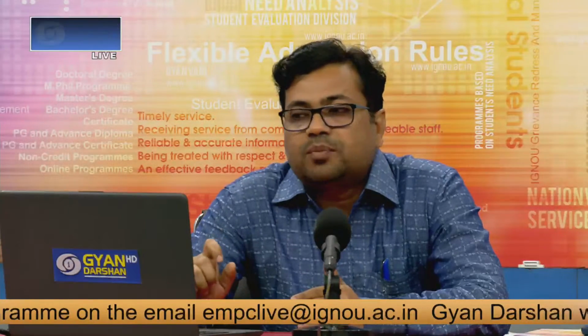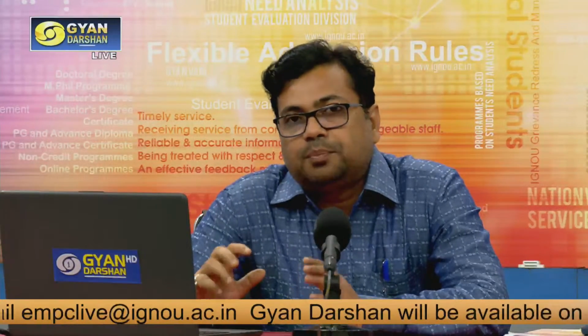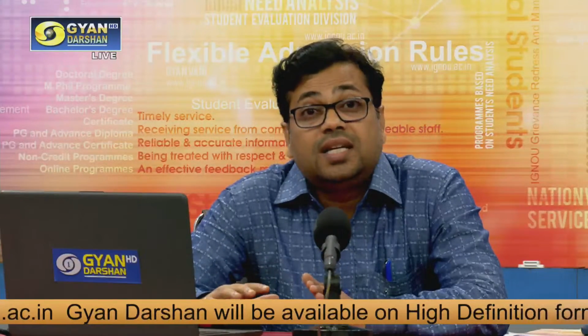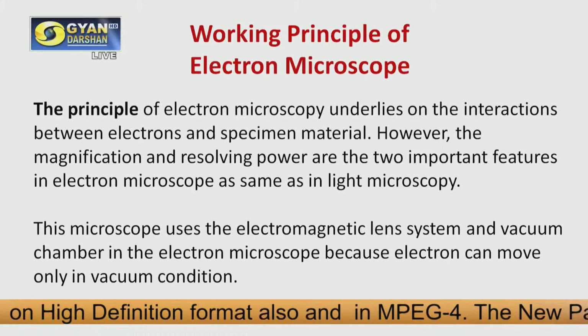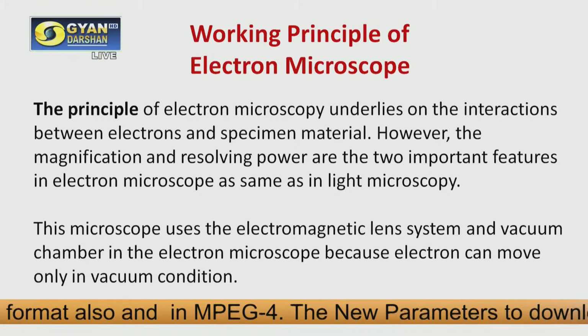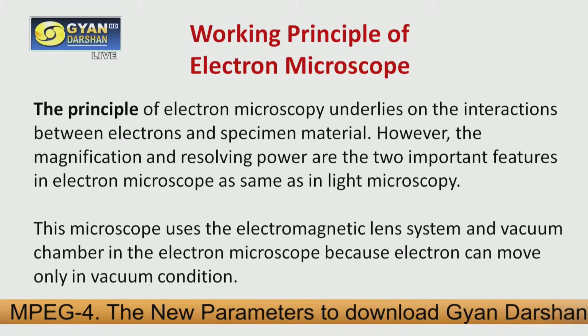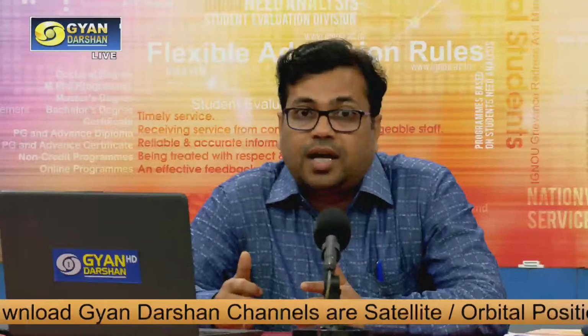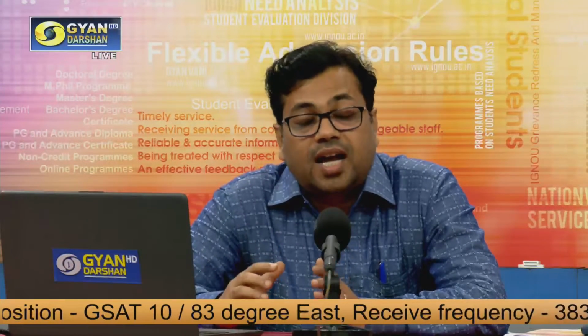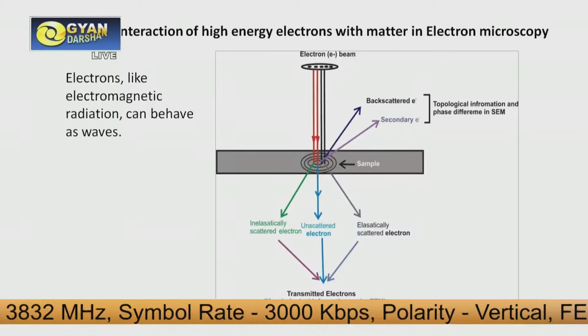So what is the working principle of the electron microscope? Basically, the principle of electron microscopy is based on the interaction of electrons with the biological sample. Electrons can be absorbed, reflected, and scattered. On the basis of this interaction with the biological specimen, the electrons carry some information about the specimen, which is detected by the recorder or detector, and finally produces a magnified and highly resolved image of the biological specimen. Here you can see the interaction of high energy electrons with matter in electron microscopy.